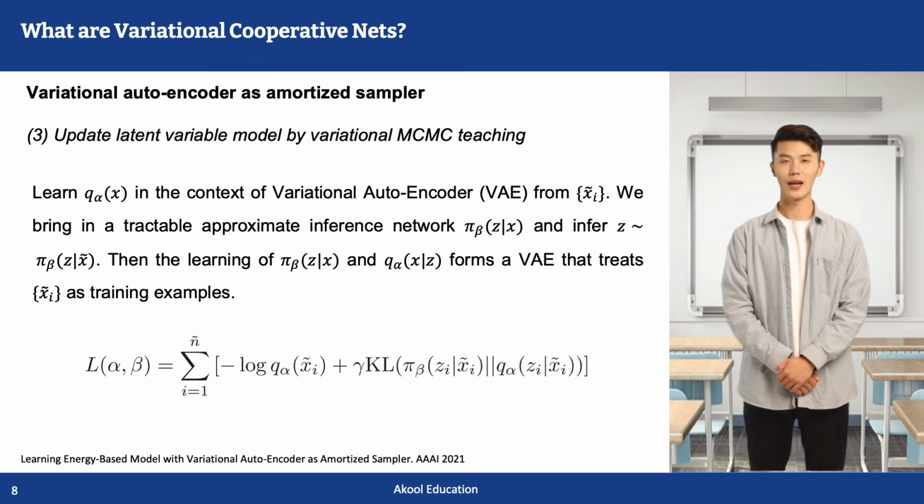The training objective of the variational autoencoder in this framework is to minimize the negative log likelihood of the synthesized examples, together with the Kullback-Leibler (KL) divergence between the true posterior distribution and the approximate inference distribution. This learning algorithm seamlessly integrates MCMC teaching and variational inference.